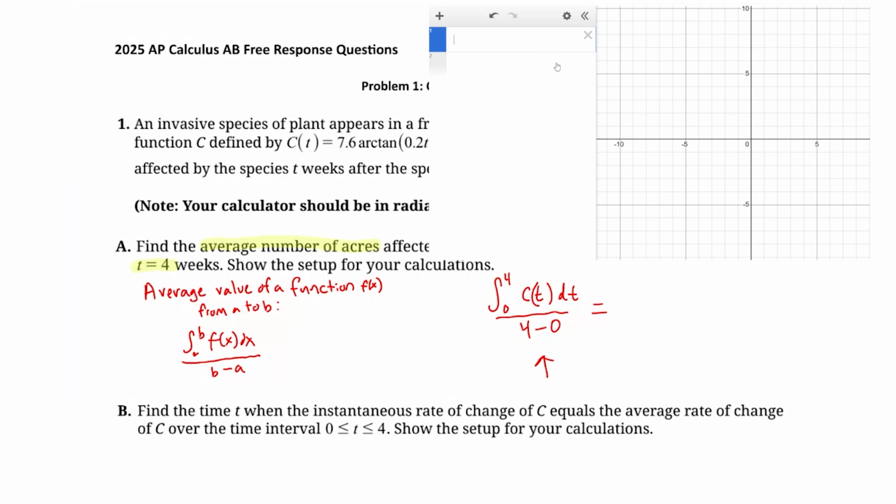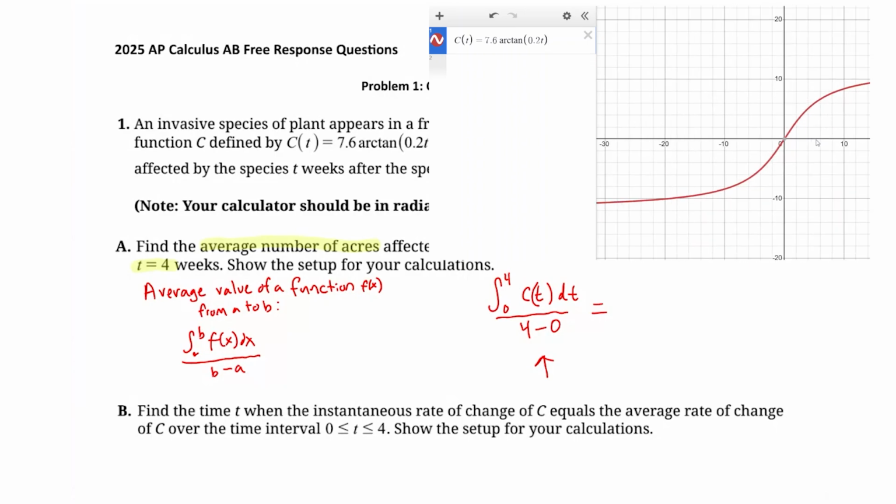Okay, and because there are going to be multiple parts to this question, I'm going to type out what c of t is, just because I'm going to be referring back to it quite a bit. So arctangent 0.2t. That's it. Okay, so there's my function. I don't really care what it looks like, but I just want to refer back to it. So to calculate the average number of acres, we're going to do the integral from 0 to 4 of c of t dt, all divided by 4 minus 0.